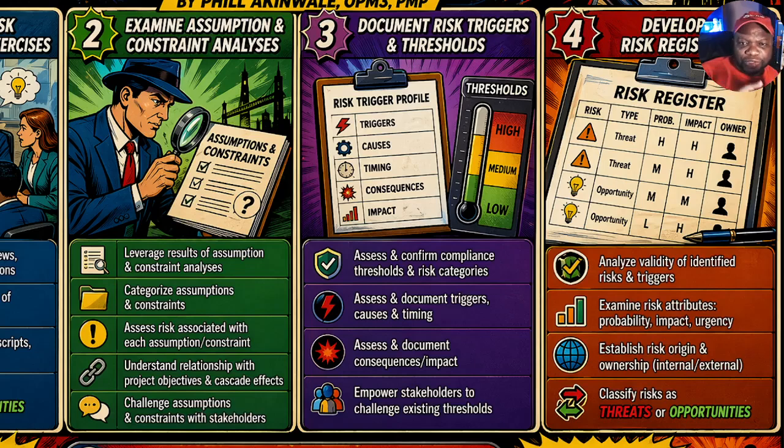So we want to think about triggers, causes, timing, consequences, and impact. We also want to look at thresholds and understand, are they high, medium, low? What do they mean? So we're going to assess and confirm compliance thresholds and risk categories. We already have some information from the previous task about this. We assess and document triggers, causes, and timing. We assess and document consequences and impact. And then we empower stakeholders to challenge existing thresholds.